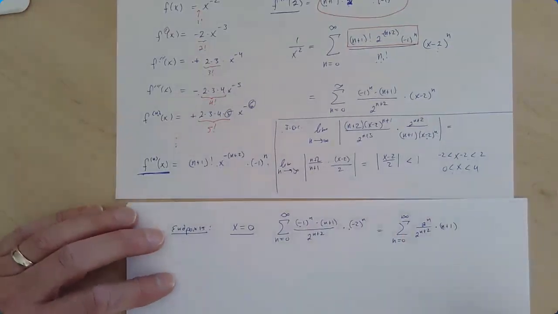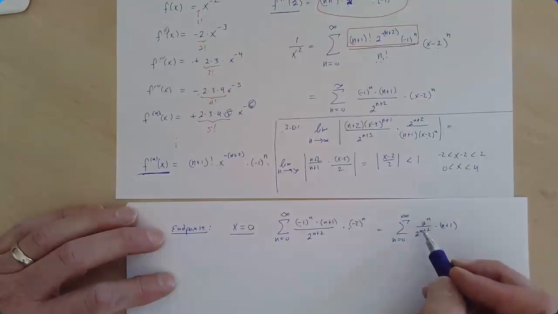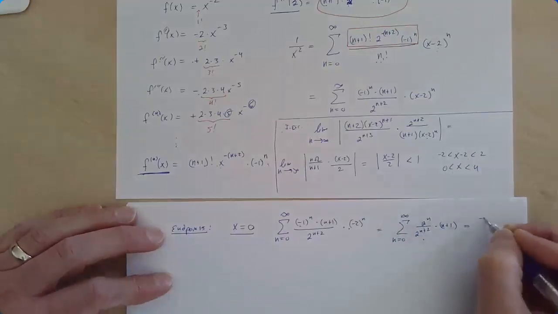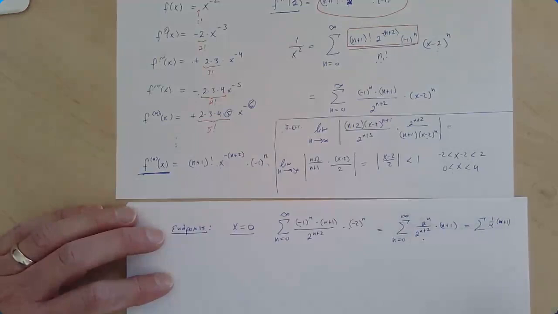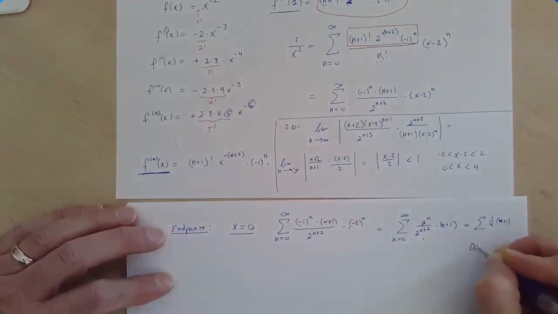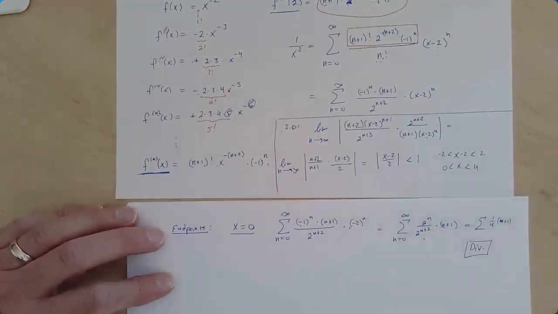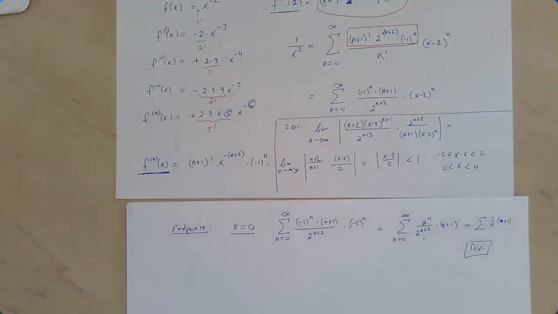I'm pretty sure this is not going to converge, because 2 to the n over 2 to the n plus 2 is just 1/4. This is the sum of 1/4 times n plus 1. That's a pretty hard diverge by the nth term test. And even though the other one's going to alternate, I think it's going to end up diverging too, because it's not going to meet the conditions of the alternating series test, or it will diverge by the nth term test.